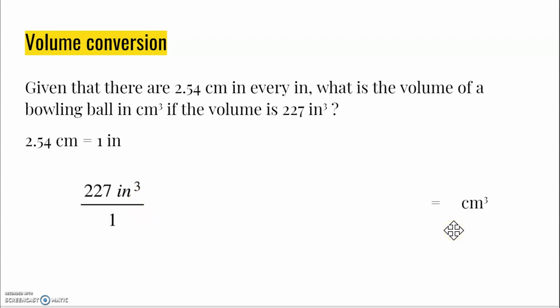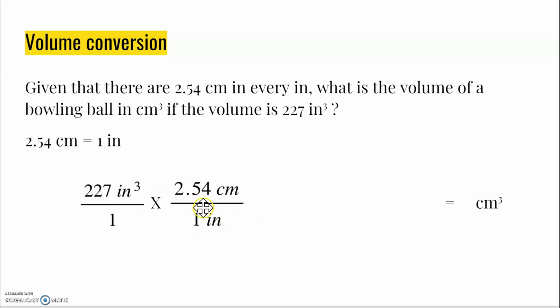So step 3 is, do I need to look up anything else? Well, I don't think so, because I have a piece of information here that already relates inches to centimeters, and I want to go from inches to centimeters. The trick, though, is I want to go from inches cubed to centimeters cubed. So I'm going to take this equivalence and make a fraction. I'm going to put the inches on the bottom so they cancel, and I have 2.54 centimeters on the top.